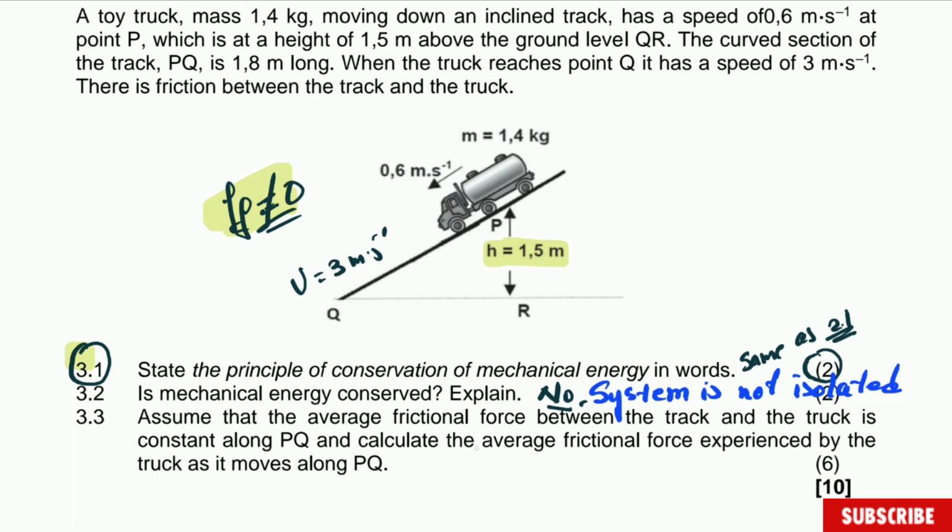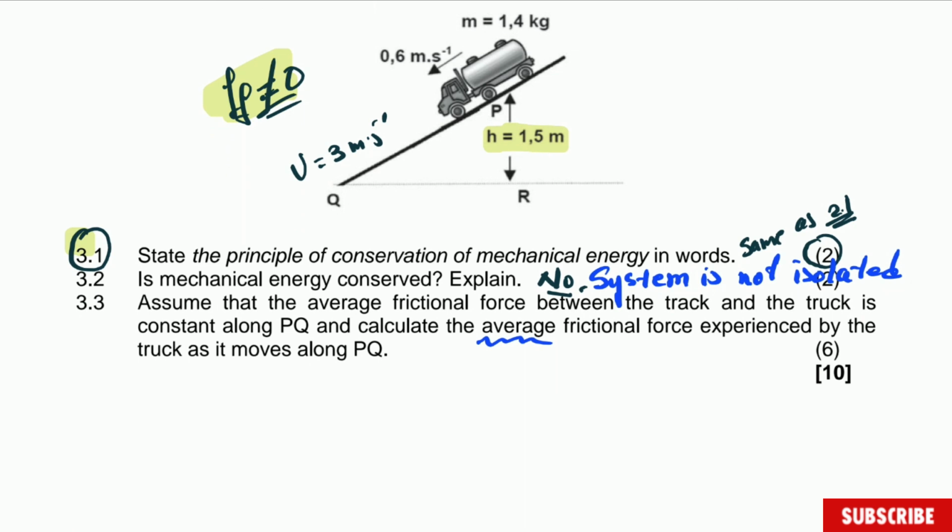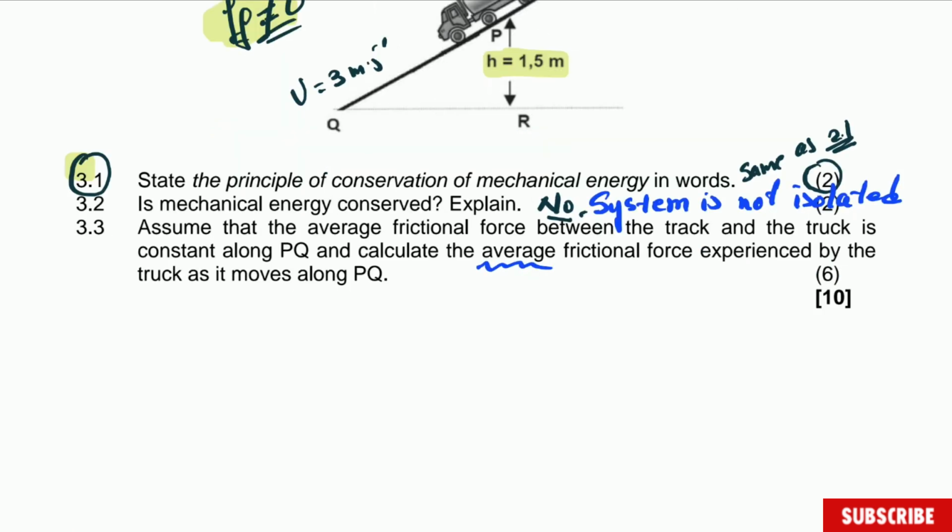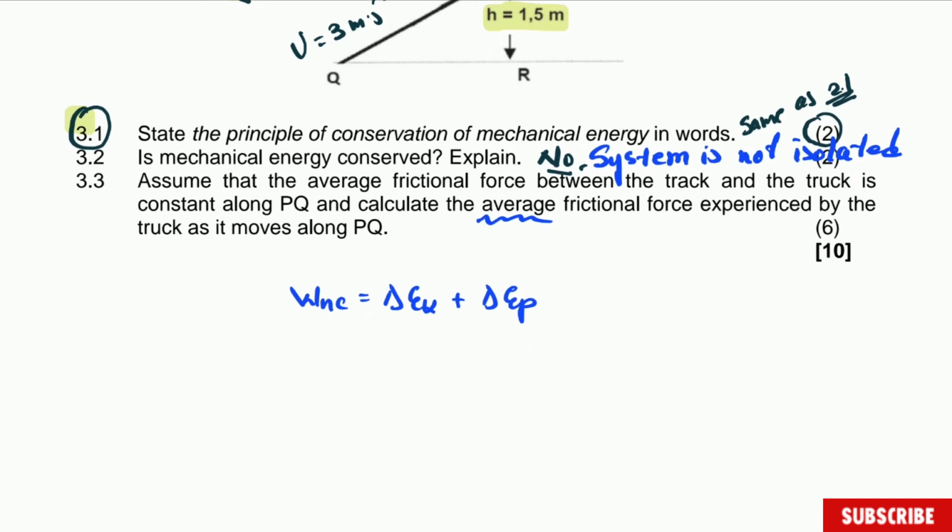Do not get intimidated by the word average here, guys. All we have to do is to calculate the frictional force. Forget about that average. As from now, it's going to be constant for us. That is what they meant there. So we're going to start doing it with the law of conservation of energy. For this question, it's quite simple, guys. So we're going to say that the work done by the non-conservative forces is equal to the change in kinetic energy plus the change in potential energy. That is the beginning of the law.